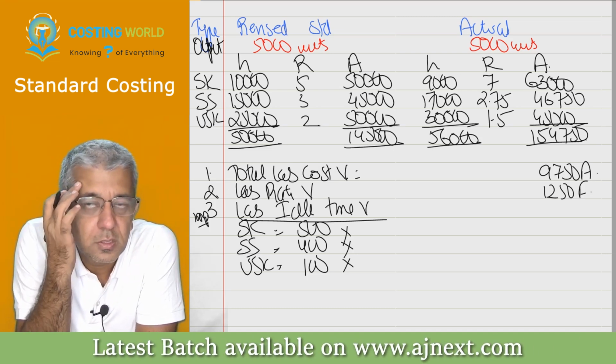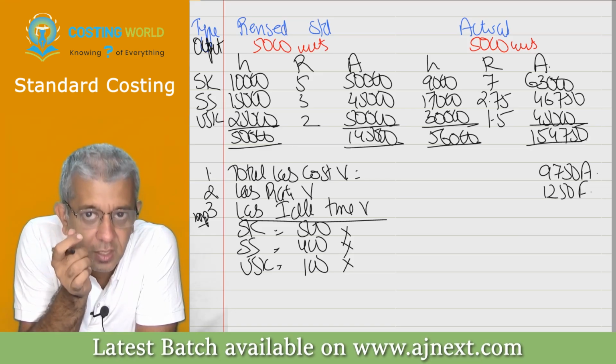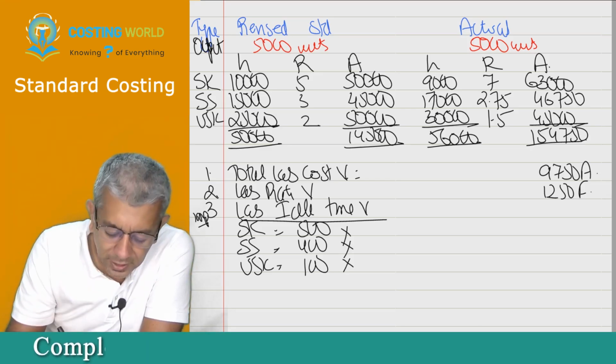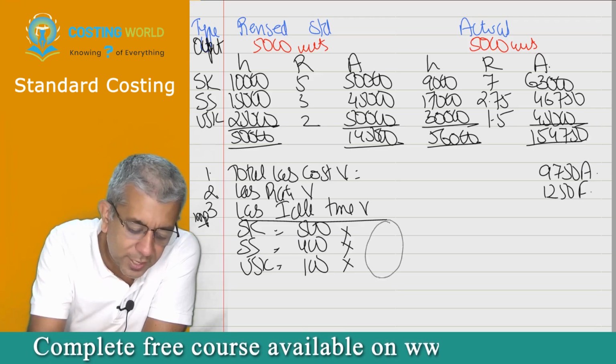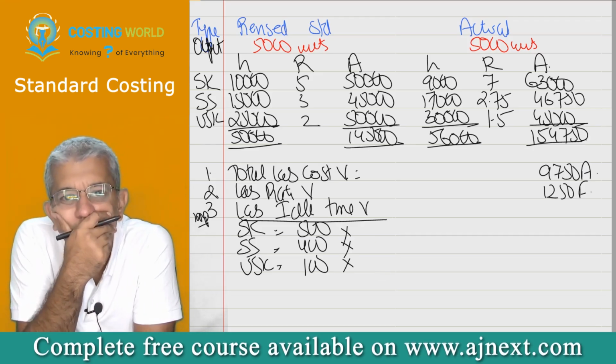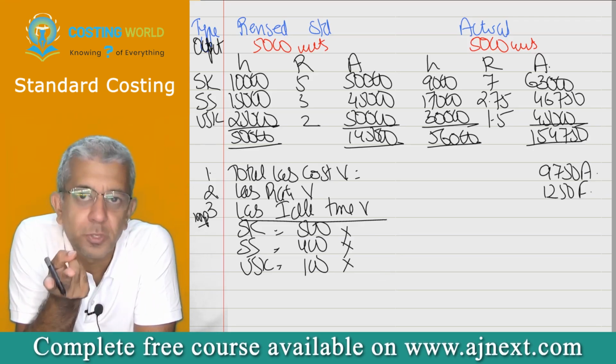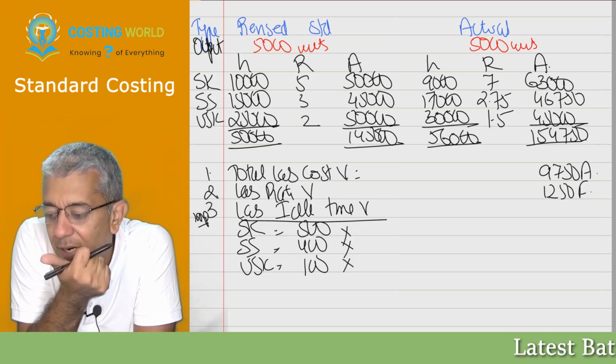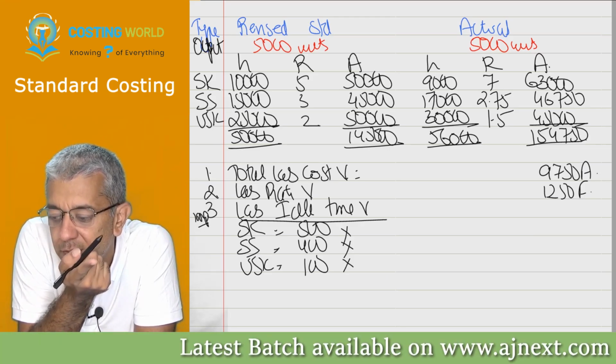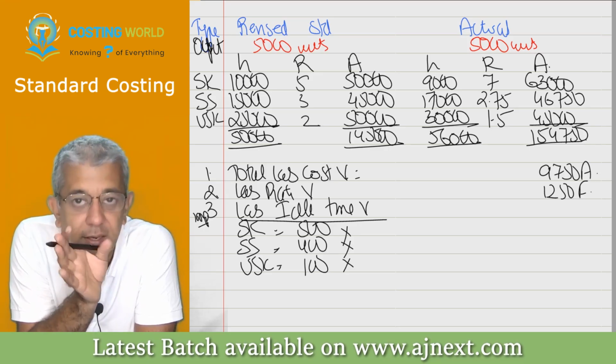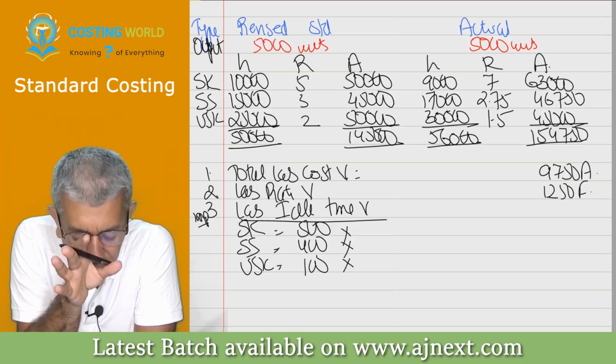Use common sense. Think about whatever we have done since yesterday, you should be able to reply. Multiply by which rate, beta? Standard rate or actual rate? There are only two options in standard costing. Should I multiply by standard rate? Should I multiply by actual rate? Standard. I'm telling you the reason why.